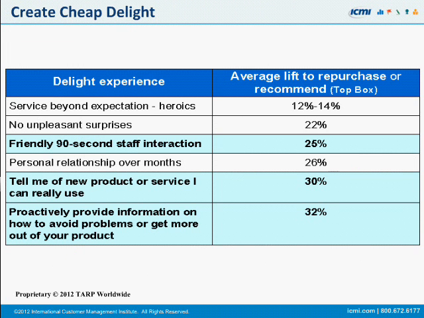Now, I mentioned delight earlier. This is data that basically shows that if I take 90 seconds to have a schmooze with you on the phone, that can raise top box loyalty by as much as 25%. But it even gets better. If I cross-sell you something you actually can use, I can delight you and actually have a 30% lift, and the proactive education of here's how to avoid a problem with this product actually can give you as much as a 32% top box lift.